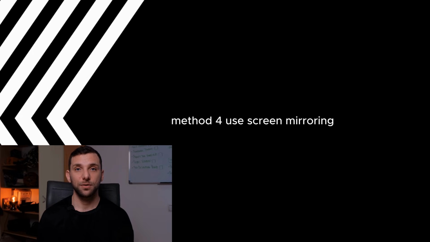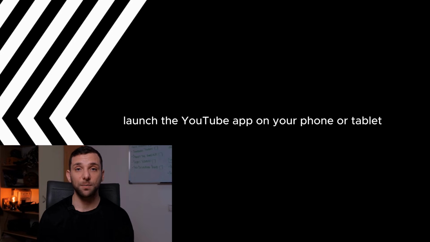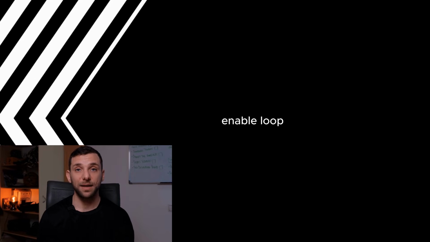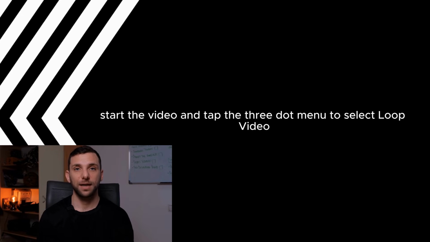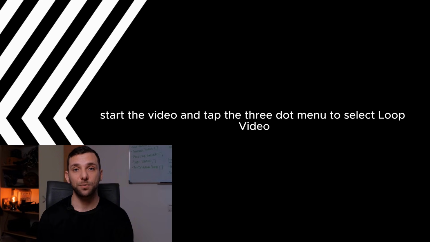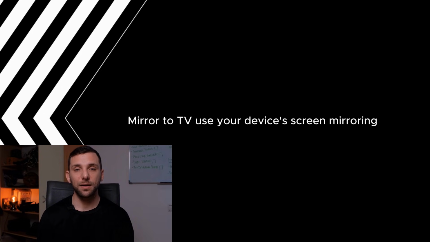Method 4. Use screen mirroring, smartphone/tablet. Start YouTube on mobile. Launch the YouTube app on your phone or tablet. Enable loop. Start the video and tap the three-dot menu to select loop video. Mirror to TV. Use your device's screen mirroring or casting feature to stream the video to your TV.